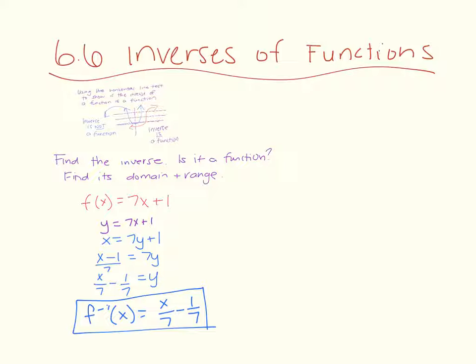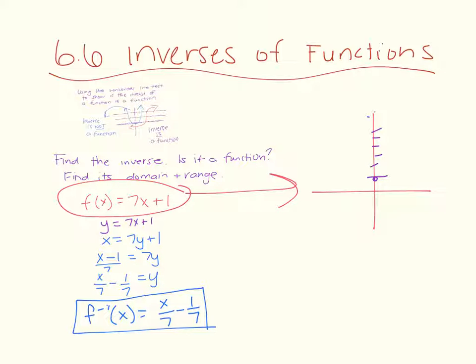To figure out if it's a function using that horizontal line test, I'd have to graph the initial one. So I'd have to figure out what the graph of this looks like. So 7x plus 1 is what kind of a graph? It's a line. Good. Start at 1, go up 7, and over 1. Would this pass or fail the horizontal line test? Nope, a line would pass it, which means that the inverse is a function. So yes, this is a function.